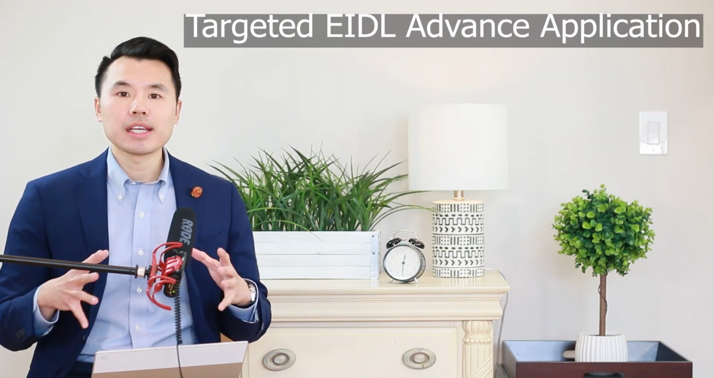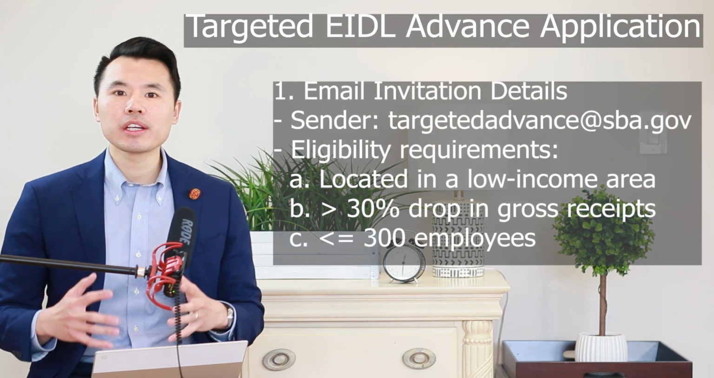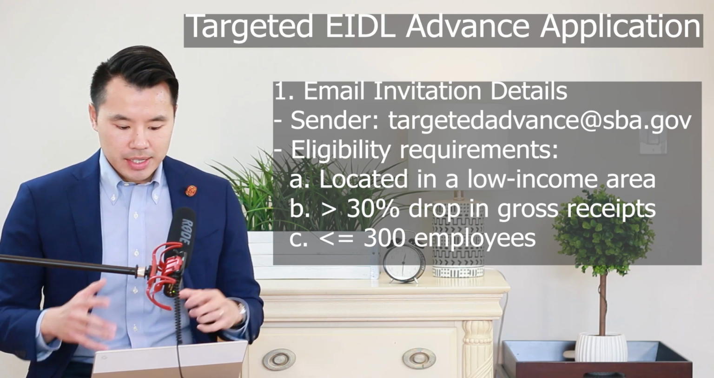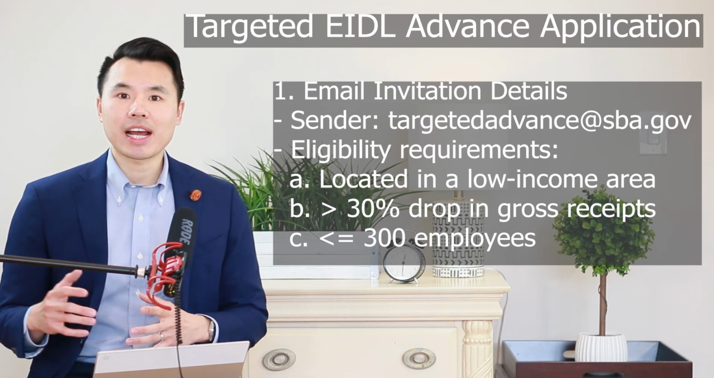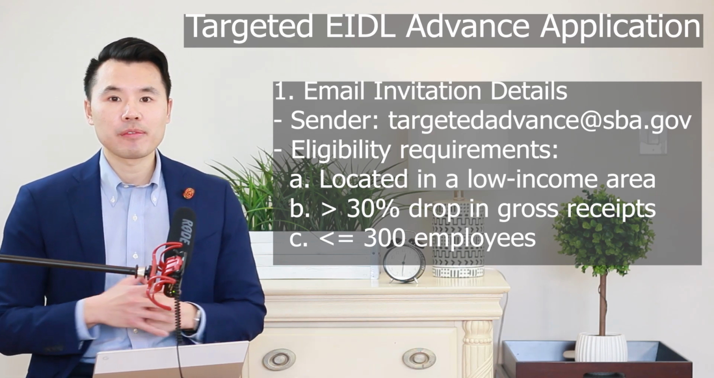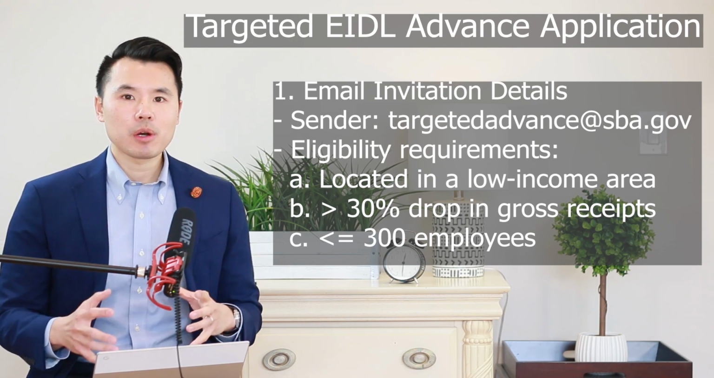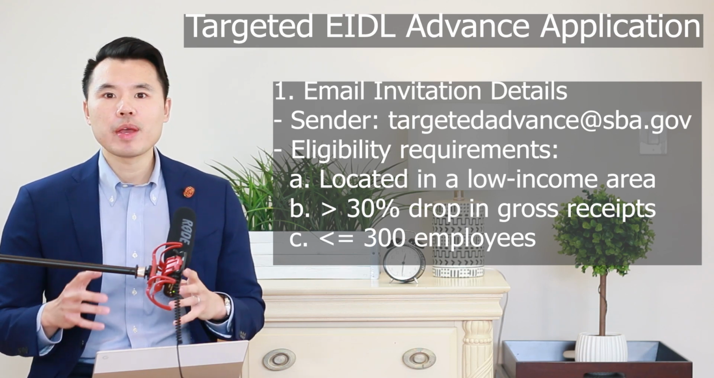Let's discuss first the email invitation. Once again, remember, the SBA is only going to contact you to apply by an email invitation. The email came from the email address targetedadvance@sba.gov. That's where it came from. That's who the sender was.